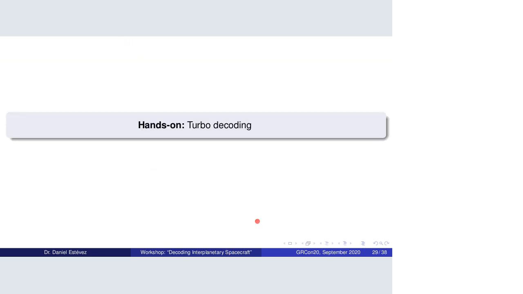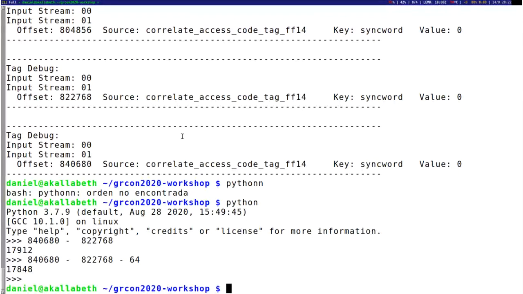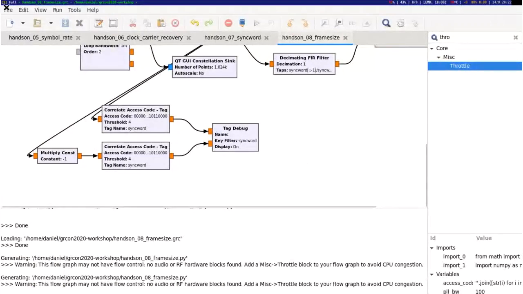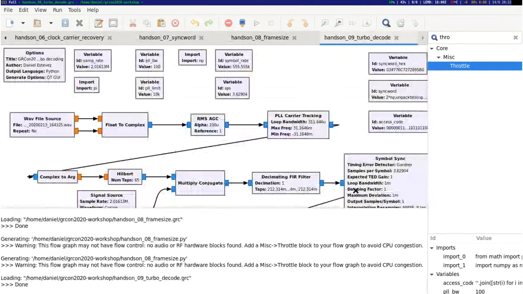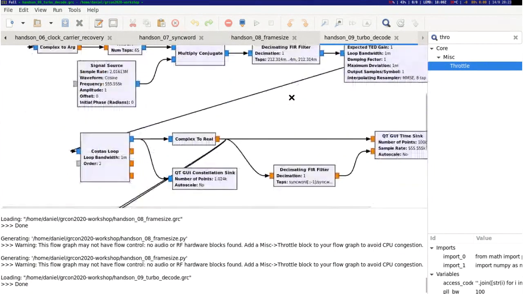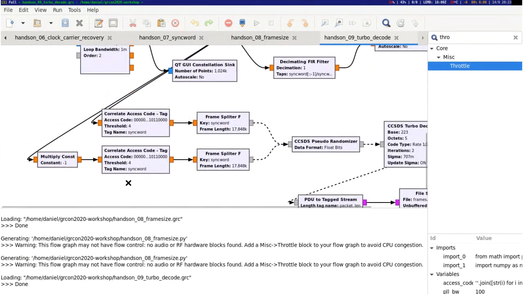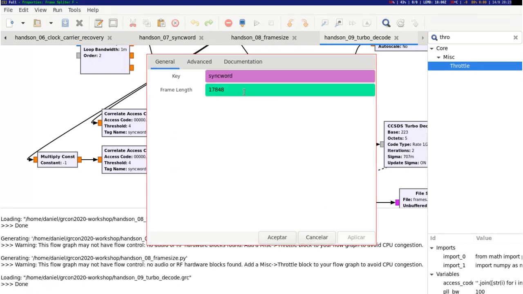Let's go on to GNU Radio. And as the screen loads, let's see if I can, yes, grab the turbo decoding flow graph. And as you can see, we'll resume where we left off with finding sync words with correlate access code tag. And here we have the frame splitter F block.